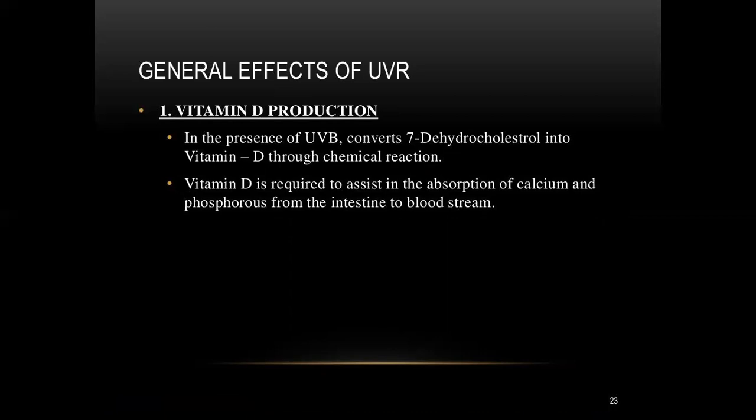Vitamin D production. In the presence of UVB, 7-dehydrocholesterol is converted into vitamin D through a chemical reaction. Vitamin D is required to assist in the absorption of calcium and phosphorus from the intestine into the bloodstream.